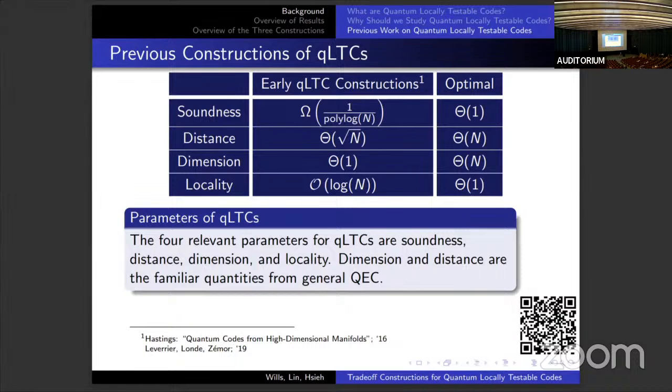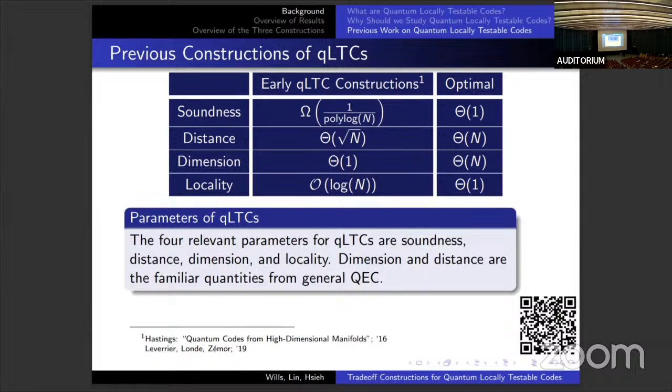So there's 4 figures of merit, and I explained 2 of them. The local testability ones are soundness and locality. And then there's 2 more which are very familiar from general error correction, dimension and distance. Dimension is the number of encoded logical qubits, and the distance is the minimum number of qubits that you need to afflict with an error in order to create a logical error. So these are the familiar ones. So the early QLTC constructions look like this.